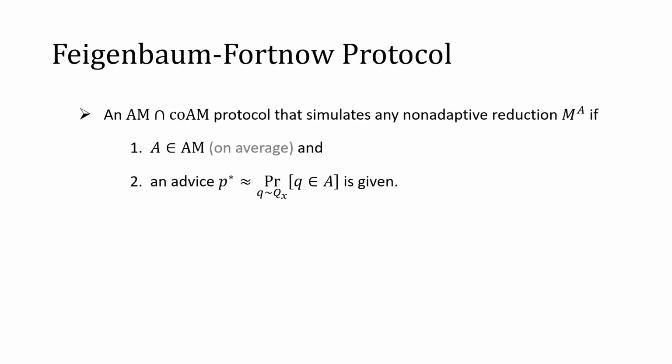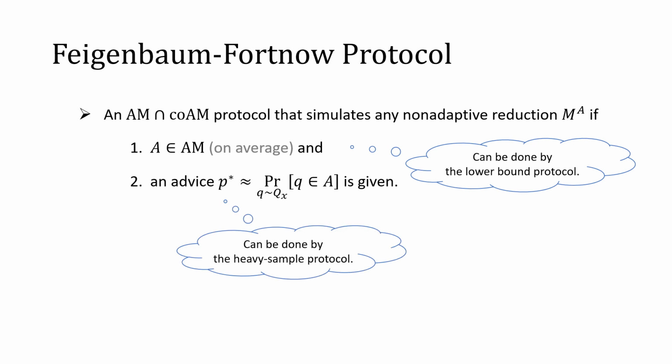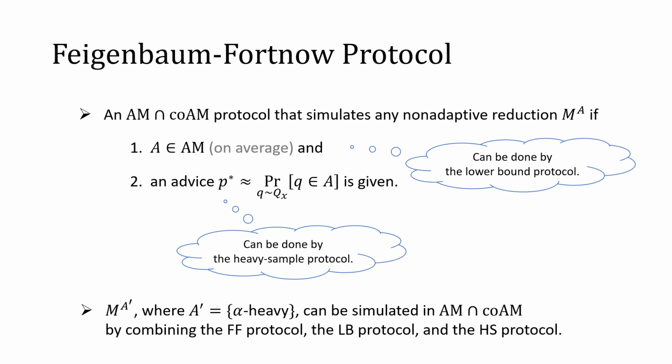Let me explain how we combine these three protocols. The Feigenbaum-Fortnow protocol is an AM intersect coAM protocol that can simulate any non-adaptive reduction, assuming that the following two conditions are satisfied. The first condition is that the oracle A can be solved in AM. In our case, we can do this by using the lower bound protocol. So the first condition can be satisfied. The second condition is that there is an advice P star which approximates the probability that the query is a positive instance of A. We can compute such an advice efficiently by using the heavy sample protocol of Bogdanov and Trevisan. To conclude, we can simulate the reduction by combining all these three protocols, which completes the proof of the simulation.